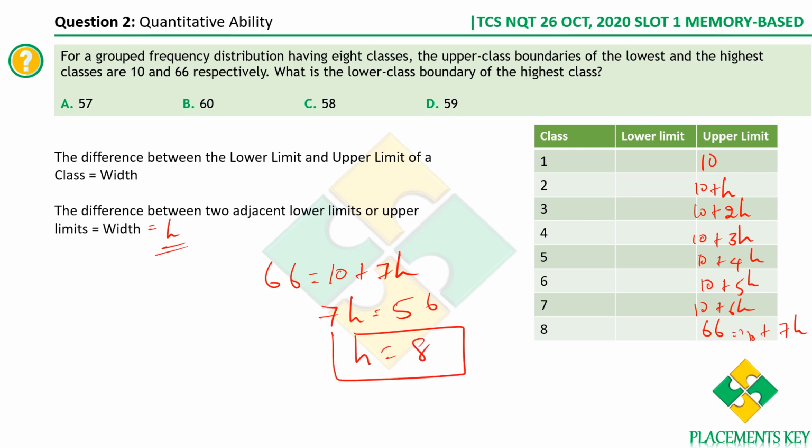We know that if the width is 8, and this is 66, this is supposed to be 66 minus 8, which is 58.